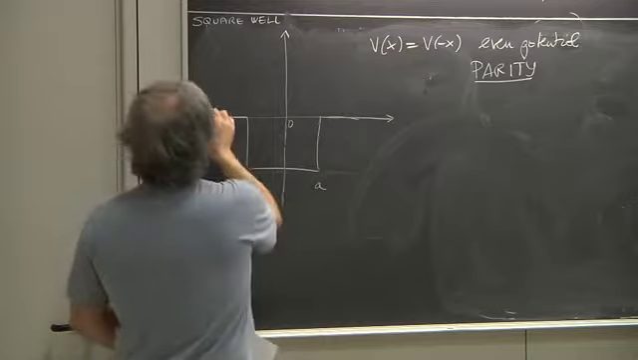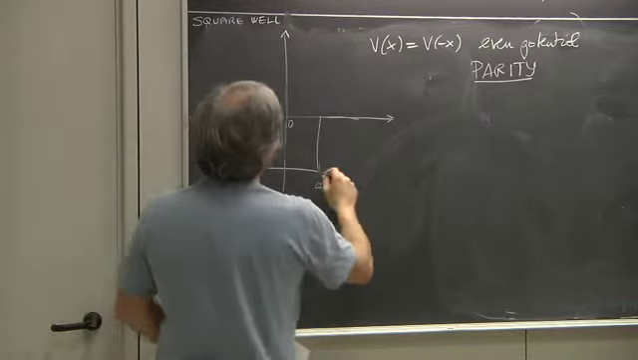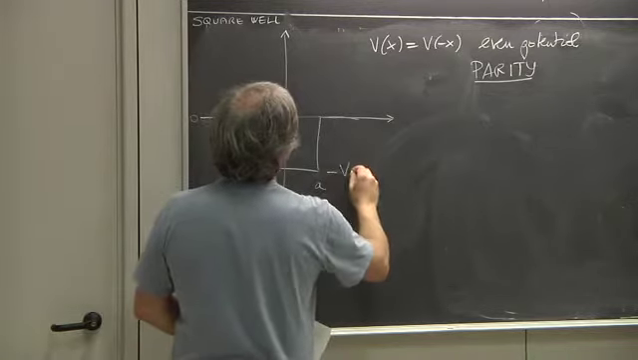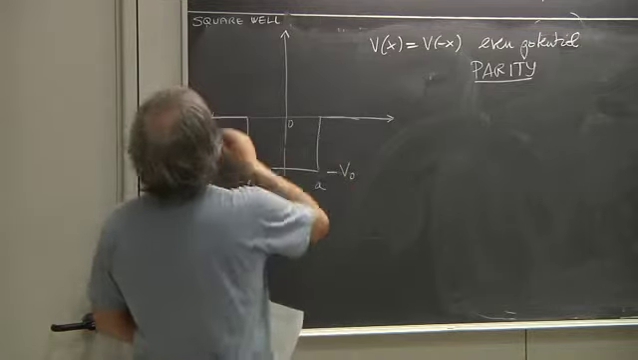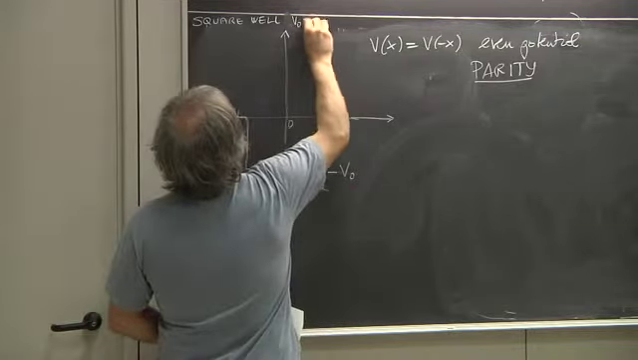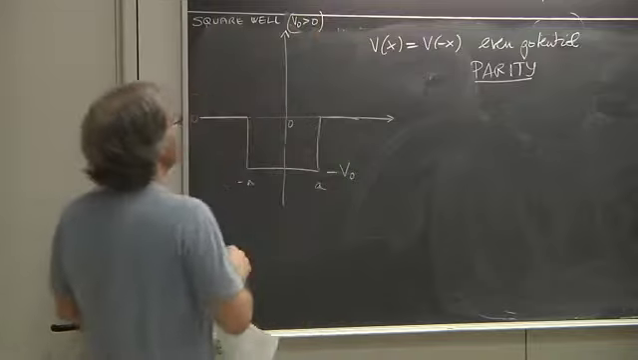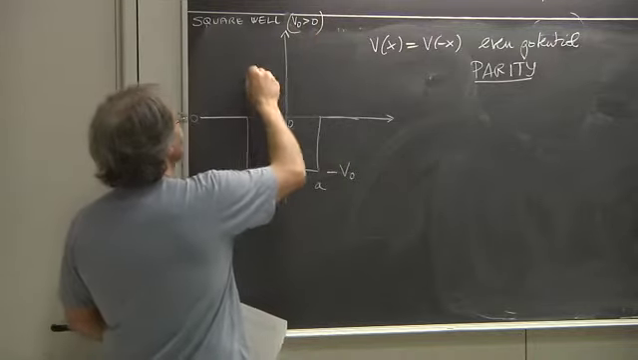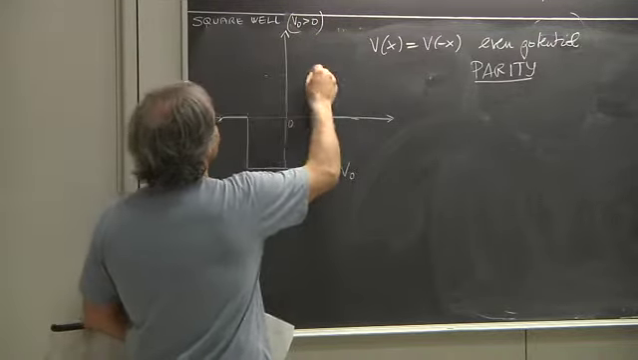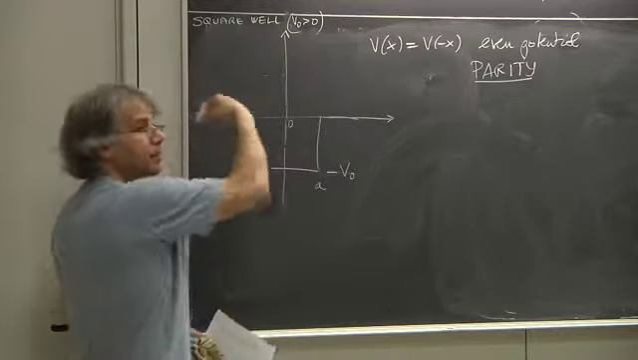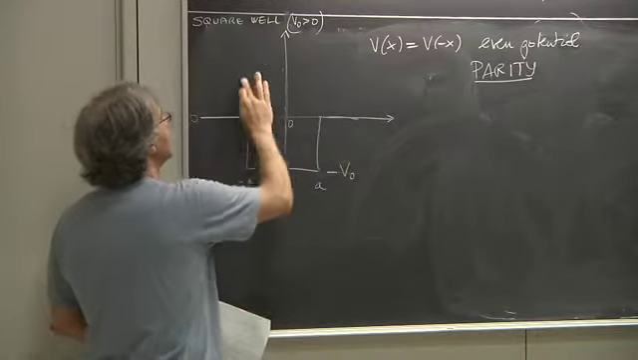Let's see why. So this is 0. This is, let me call it, minus V0. So for me, V0 is positive, okay? V0 I assume to be positive. The other exercise would be the barrier, where plus V0 is the value of the potential inside. But let's do this first.